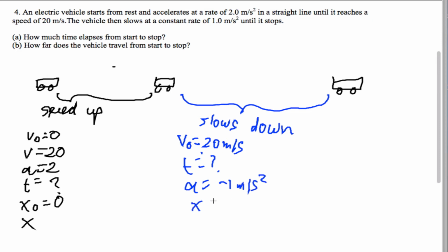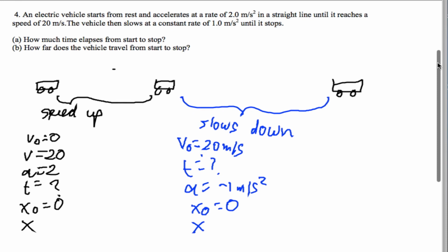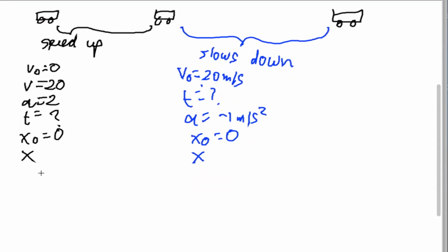Now, here's what I'm going to do. I'm going to treat x naught as though it's 0. So I'm going to do a little reset here. And then I'm going to get an x at the very end and add these two up. So the way this problem works is I just go in and solve. So we want to know the total time to travel and the total distance it travels.